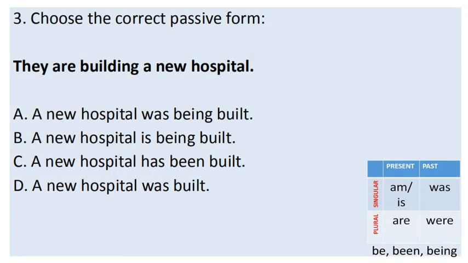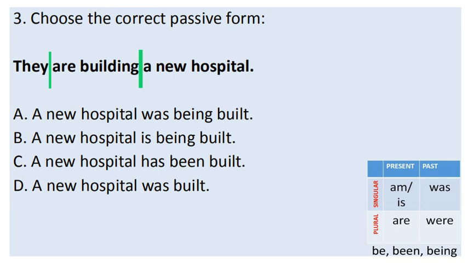Choose the correct passive form. They are building a new hospital. So we are looking for the passive form of the sentence. A, a new hospital was being built. B, a new hospital is being built. C, a new hospital has been built. D, a new hospital was built.